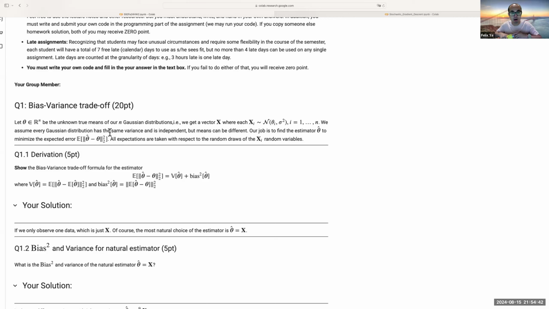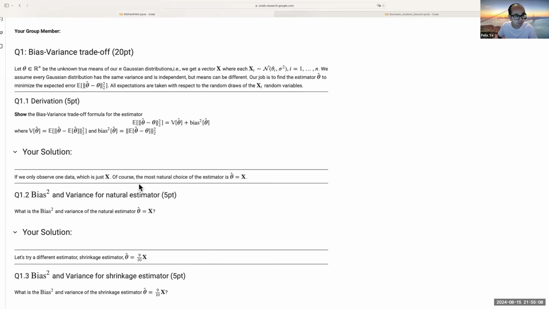So basically all the expectations are taken with respect to the random draws of the xi random variables. All right, so first things first, this is the bias variance trade-off. We already talked about this. This whole derivation is very straightforward. I already showed that in class. You just need to follow this math.